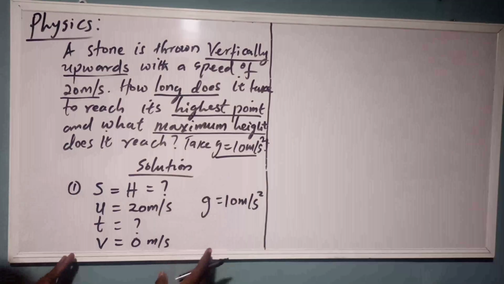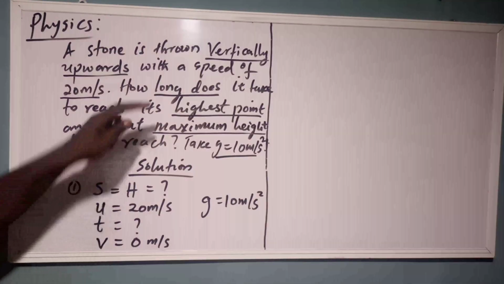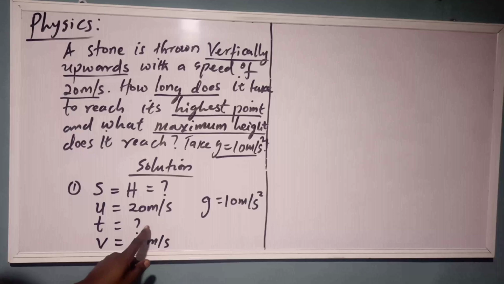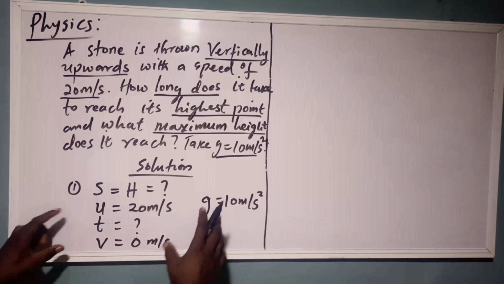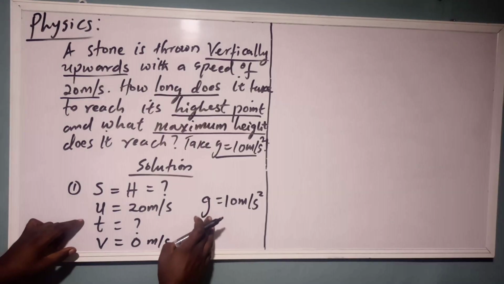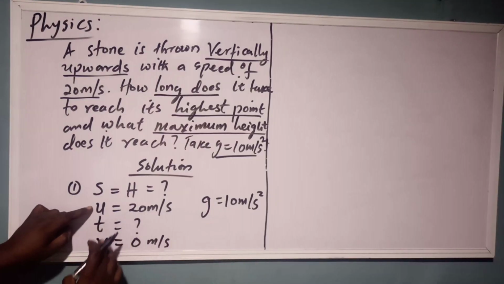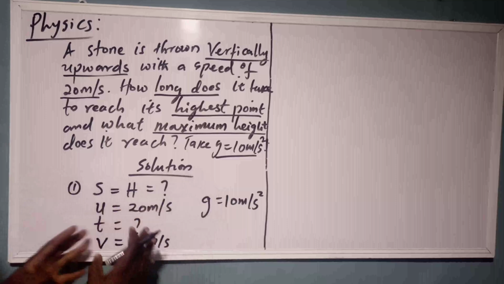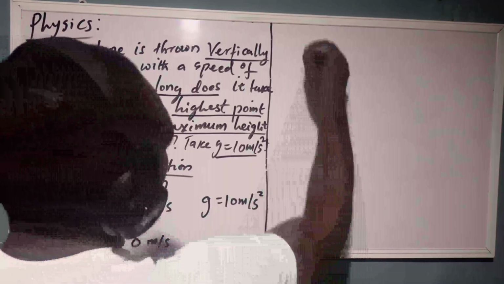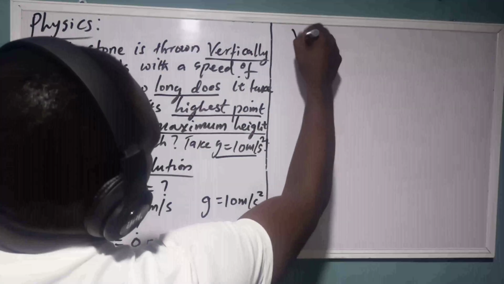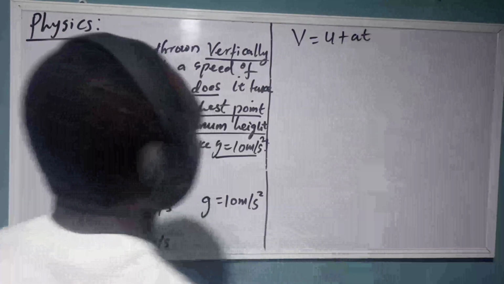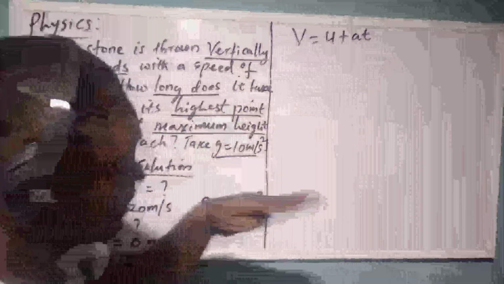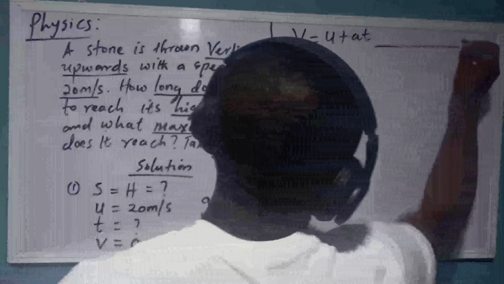Now, looking at the parameters given, first, what are we looking for? We are looking for time. That was the first thing. They say how long. So if we are looking for time, what parameters relate to time here? We have g, u, t, v. All of them relate to time, but which one is simpler? Let's look at the first equation of motion that says v = u + at. This is linear when the body is moving this way.